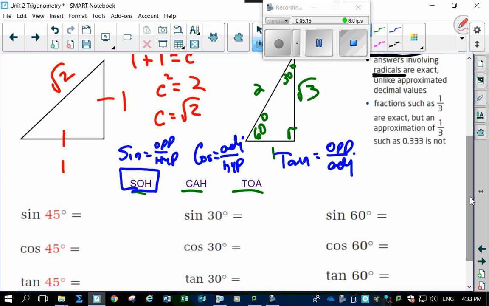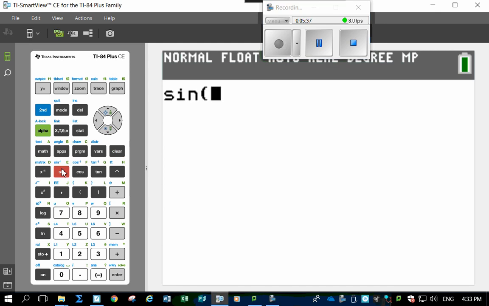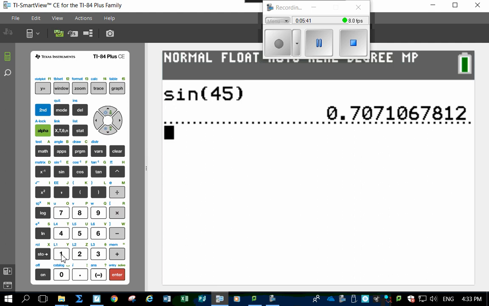Watch this. If you use sine of 45 degrees, opposite. So this is a 45 degree right here. Opposite would be 1 over hypotenuse. Well, hypotenuse is root 2. Done. Sine of 45 degrees is 1 over root 2. If you do not believe me, check this. Sine of 45 degrees, boom, is that number. Go 1 divided by the square root of 2.